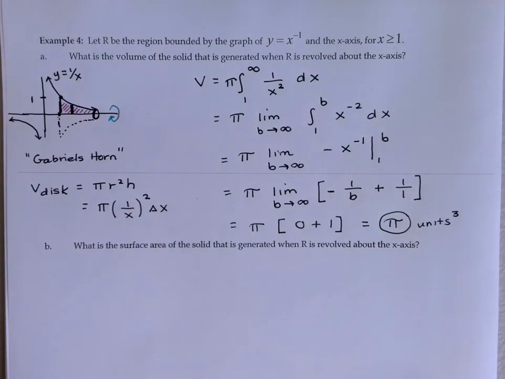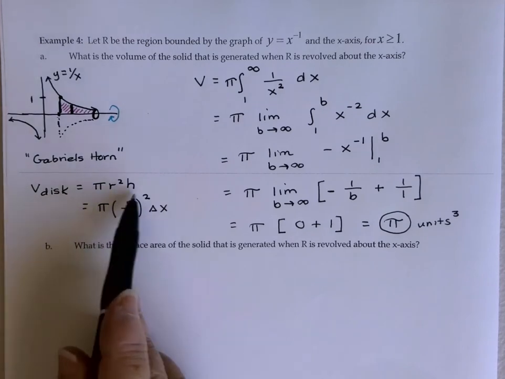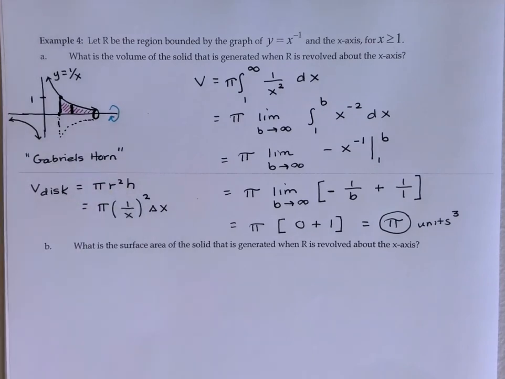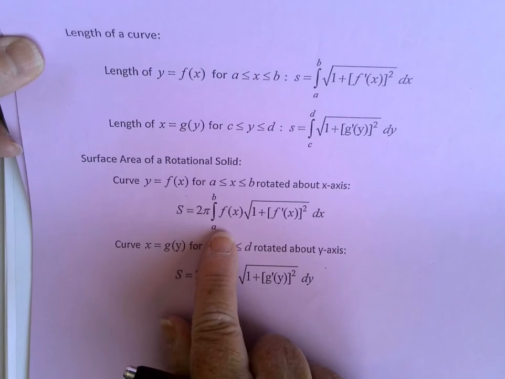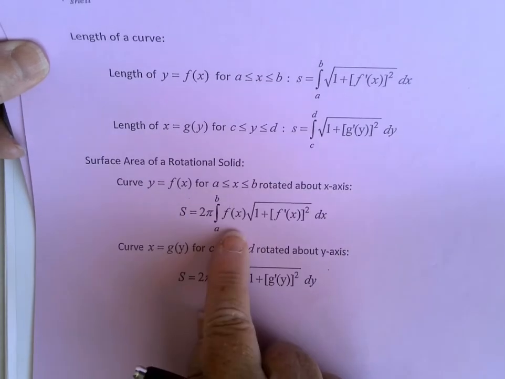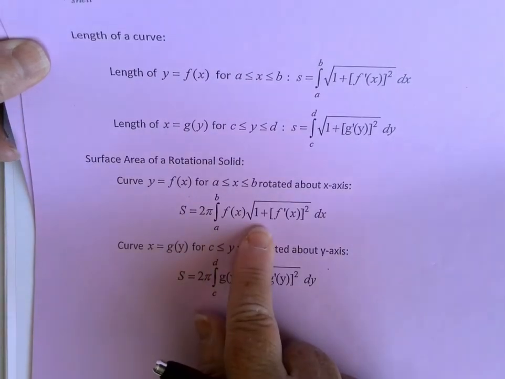First of all, just a quick reminder, the volume of a disk is something that we probably use often enough, so we don't really need to look it up. Probably pi r squared h was pretty familiar, but we haven't talked about surface area for a little while. So I just want to remind you, our surface area formula for a rotational solid around the x-axis looks like this. Let me just go ahead and put that down real quick so we have it to work with.